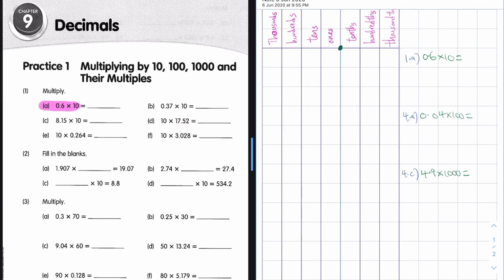Okay, we are now going to look at some examples in practice 1, and hopefully this will help you get started and allow you to solve the rest of the questions without too much problems.